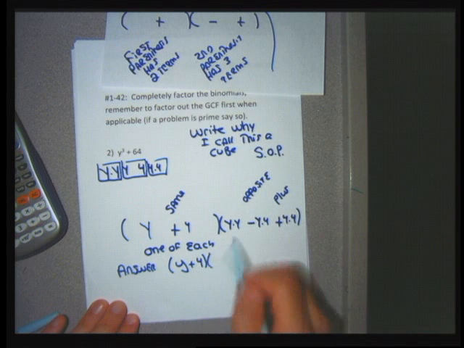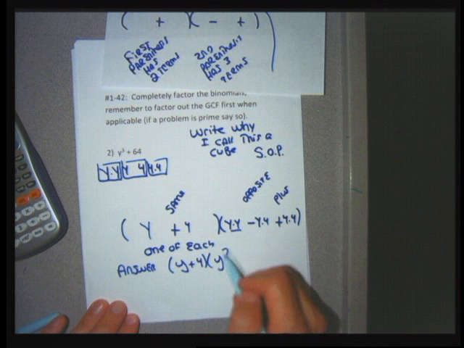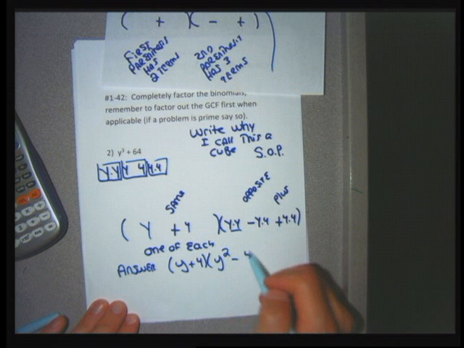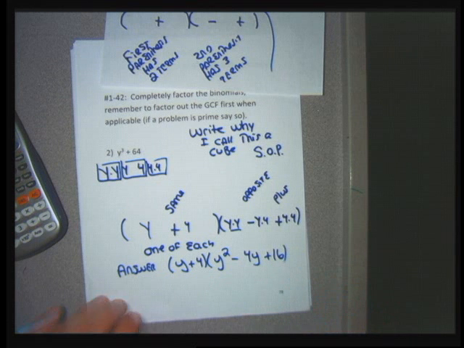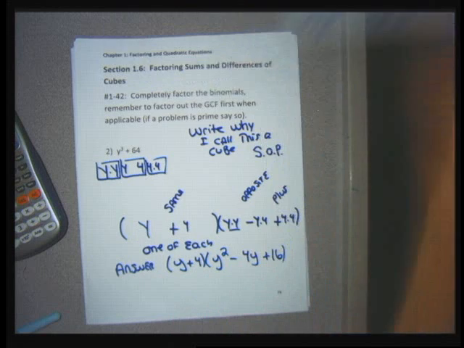And now I'm going to multiply my pairs. Y times y is y squared. Y times 4 I'm going to write as 4y. 4 times 4 I'm going to write as 16. It's done. It's all there is to factoring. There's way more to checking than there is to factoring.